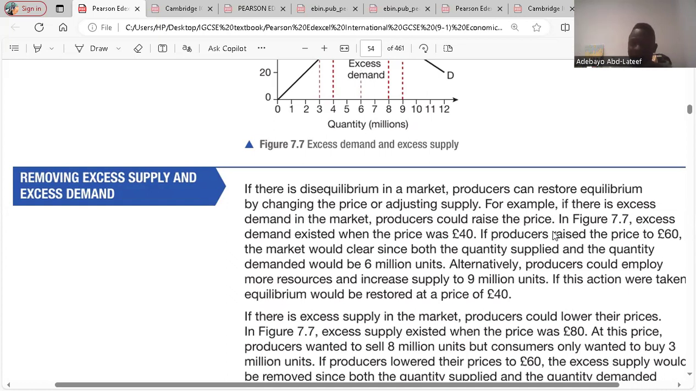So that's excess demand and excess supply. Price would be used to adjust to equilibrium. It is about the price and the quantity supplied. If there's excess supply in the market, we can reduce the supply in the market or reduce the price to come back to equilibrium. Clear?